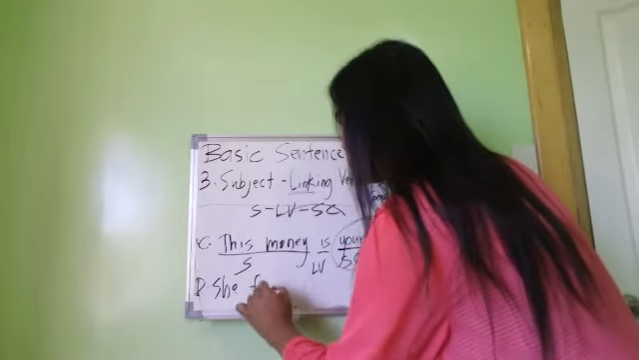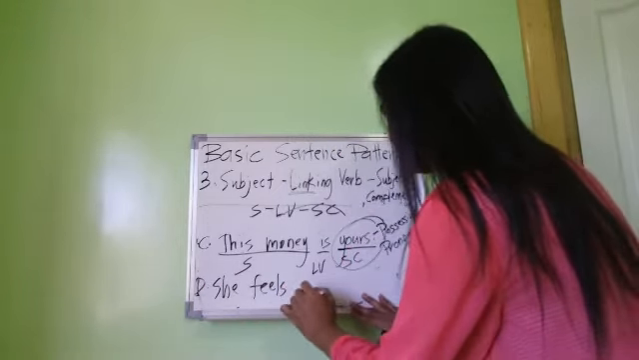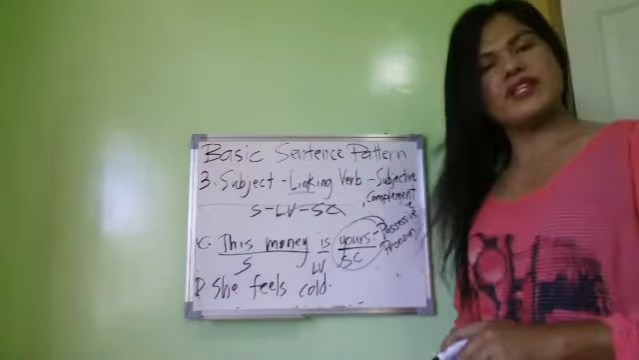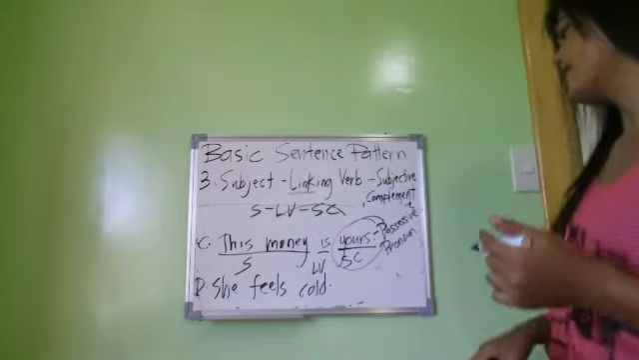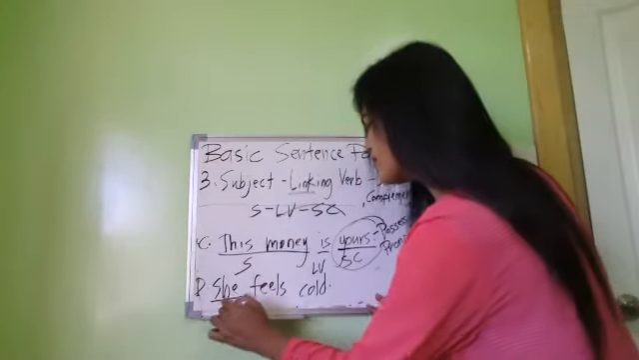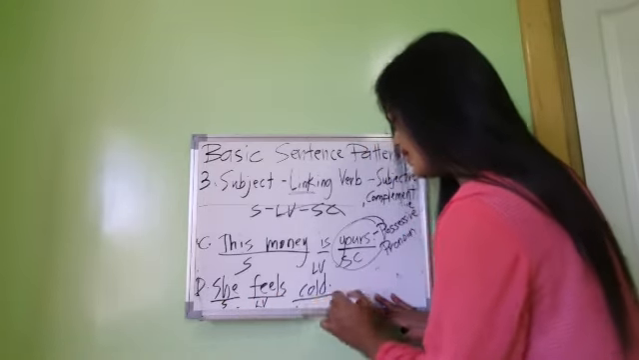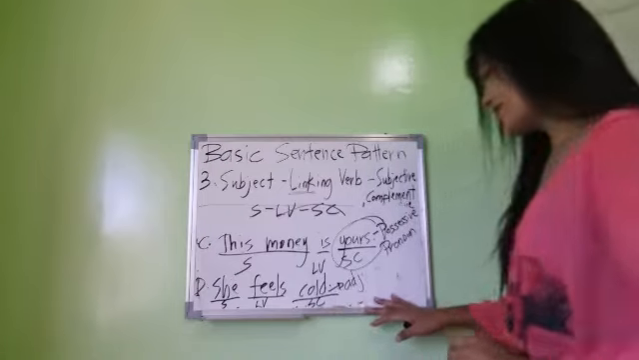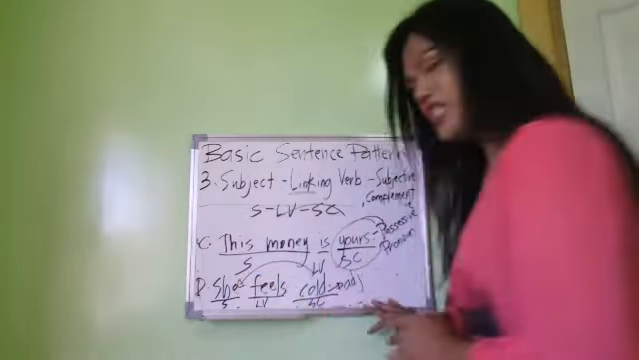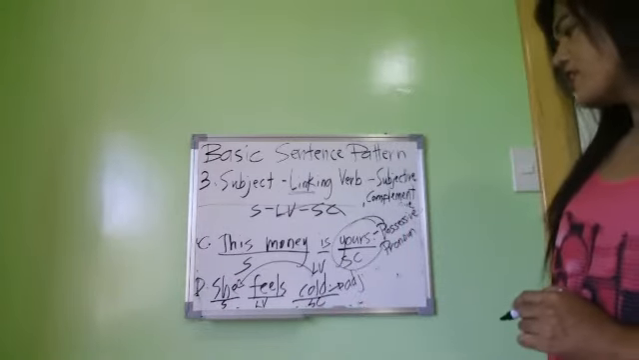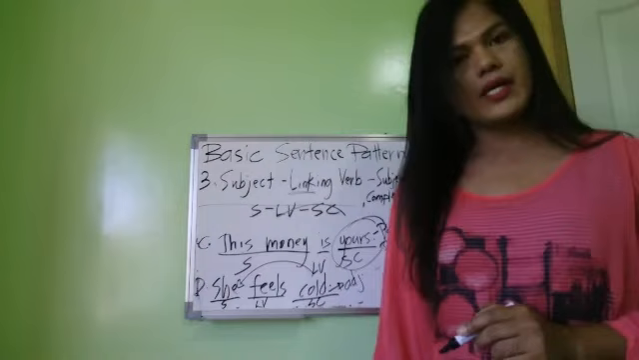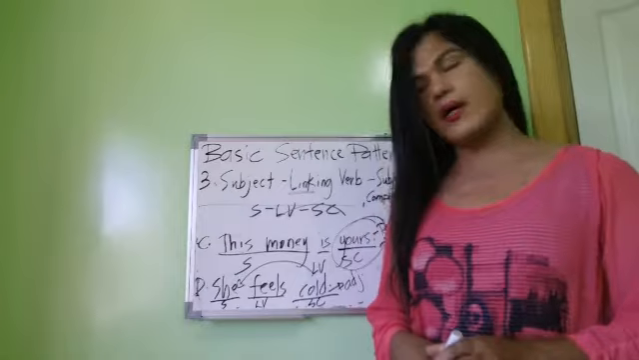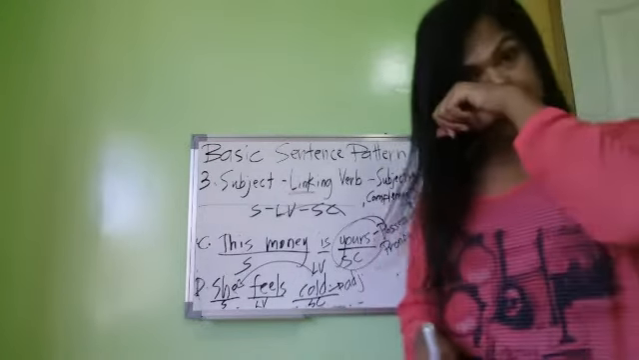And another example. She feels cold. Yeah, because it's winter. So she feels cold. Oh my god. So, of course, this is your subject, this is your linking verb, and this is your subjective complement. That is your adjective. Okay? Describing she. She feels cold. Something like that. Okay?